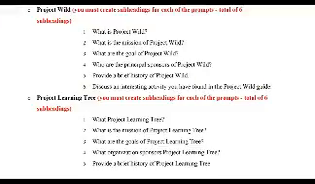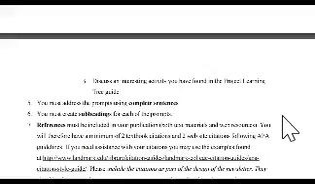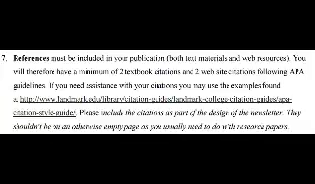You must create subheadings for each of the prompts as listed in the assignment instructions, a total of 6 subheadings for each Project Wild and Project Learning Tree. That is a combined 12 subheadings for the newsletter in total. You must use complete sentences for your responses. References must be included in your publication, both text materials and web resources. You will therefore have a minimum of 2 textbook citations and 2 website citations following APA guidelines.